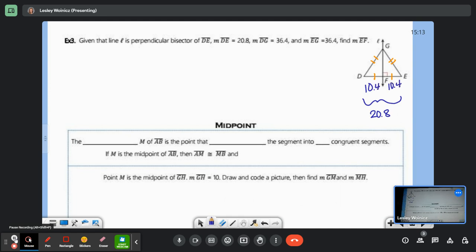Okay, EG is 36.4. And so is this guy. Okay, what is EF? Oh, we already did that. We just labeled it. That was easy. Okay, so we'll just use our notation. Measure of EF equals 10.4 units.